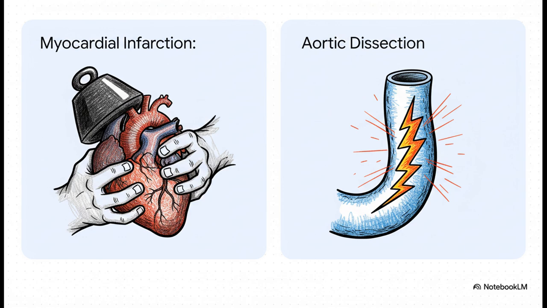An MI is classic elephant on the chest. It's a crushing, heavy pressure. Aortic dissection, though, patients use violent words, tearing, ripping. And here's a huge clue. Dissection pain is almost always at its absolute worst the second it starts. It doesn't build up, it just hits.